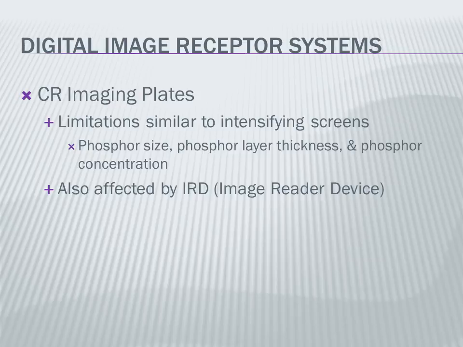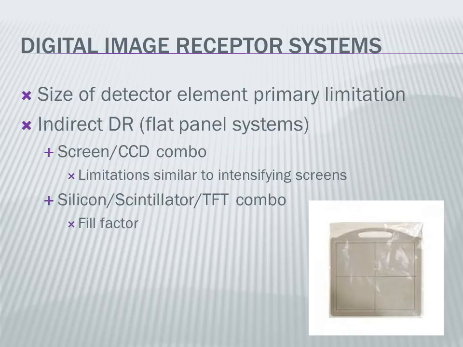Digital image receptor systems. CR imaging plates are classified by their speed. Limitations are similar to intensifying screen: phosphor size, phosphor layer thickness, and phosphor concentration. Also affected by the IRD, or image reader device. It's dependent on the phosphor size, layer thickness, and concentration. Size of the detector element is the primary limitation.